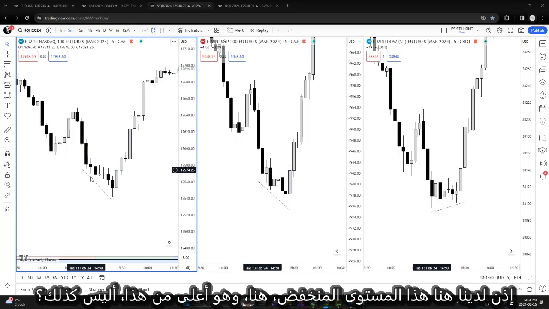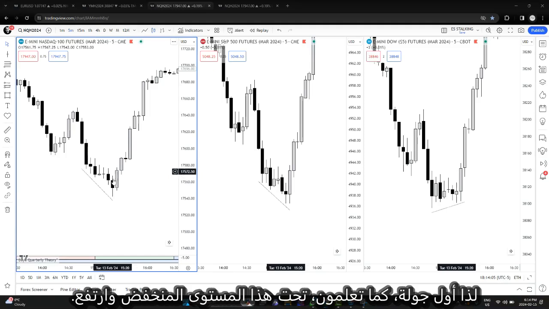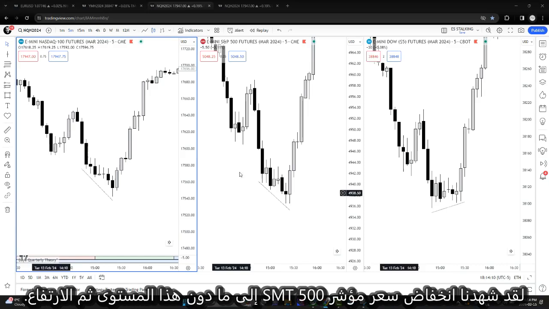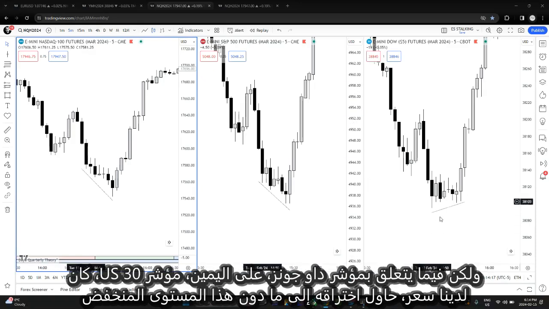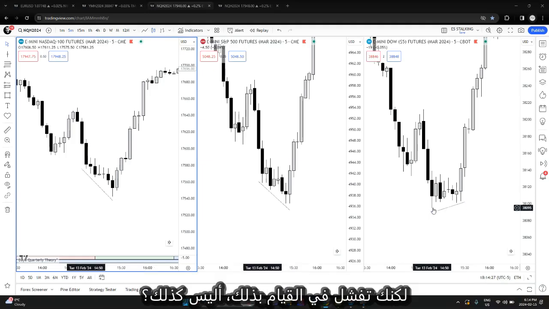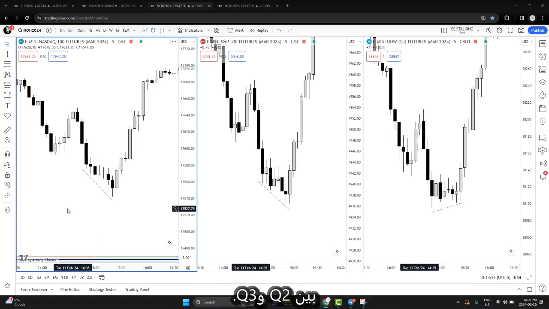So right here we have this low being higher than this one, right? So price ran below this low, then rallied. The S&P 500, we had price run below this low, then rally. But in regard to the Dow Jones, US 30, we had price try to break below this low but failed to do so, right? In between Q2 and Q3.